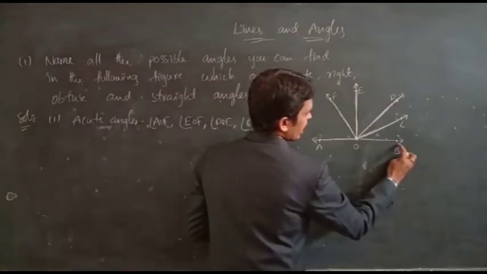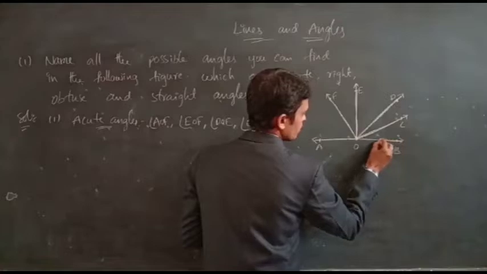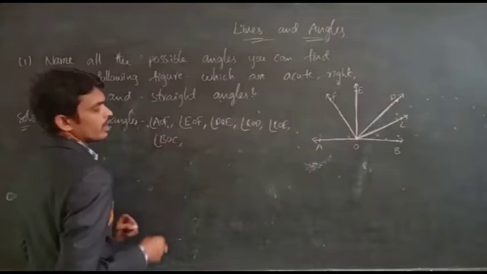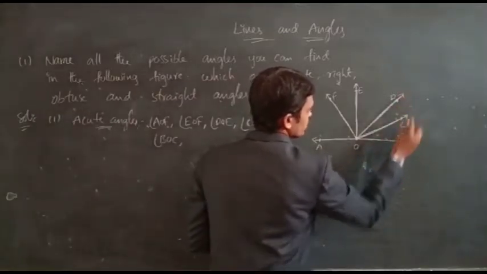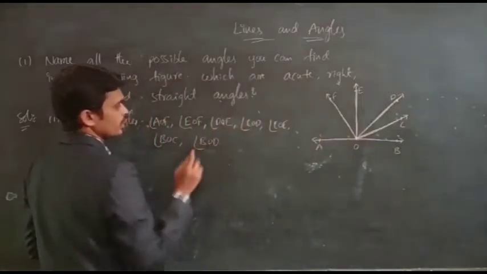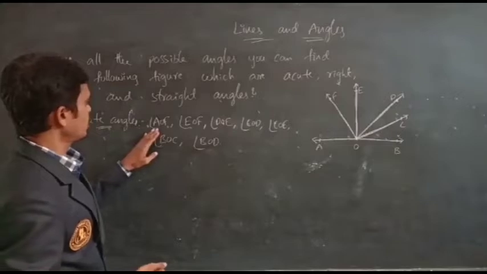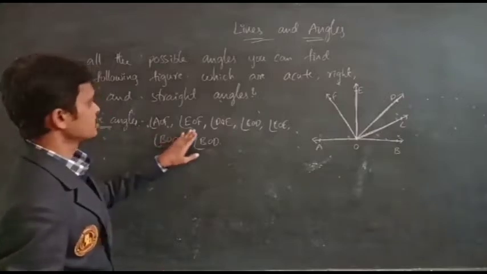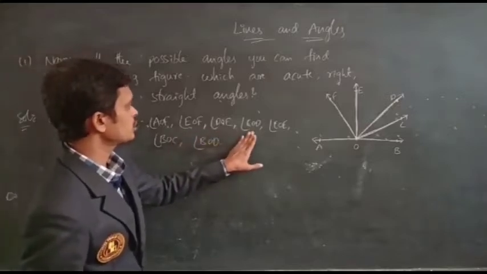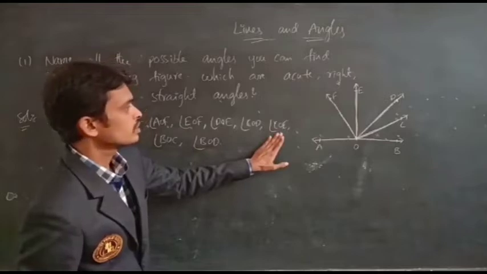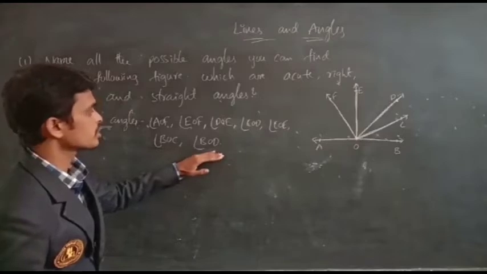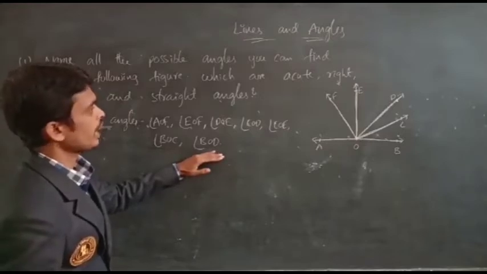Next, angle BOC is also an acute angle. And next, angle BOD is also an acute angle. See, how many are there? First one is AOF, second one is EOF, third one is DOE, and fourth one is COD. Fifth one is COE. Next, sixth one is BOC, and seventh one is BOD. So more angles you will get.